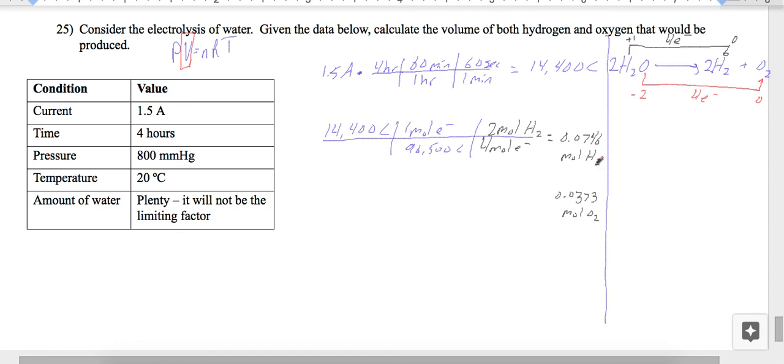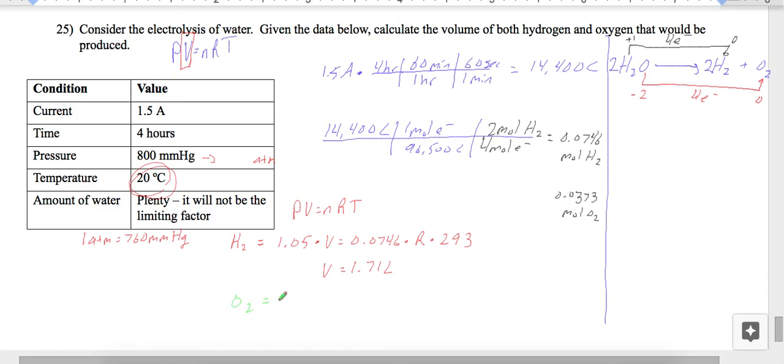Now we can plug it into PV equals nRT because we have our moles. Let's go ahead and switch over to a different color. Red, PV equals nRT. Our pressure is going to be 1.05. I converted this into atmospheres. And remember that this is something maybe you have to look up. 1 atmosphere is equal to 760 millimeters of mercury. 1.05 atmospheres times the volume is equal to the number of moles. We'll do hydrogen first. 0.0746 times the R times the temperature, 293. There's my temperature. Volume is equal to then 1.71 liters.